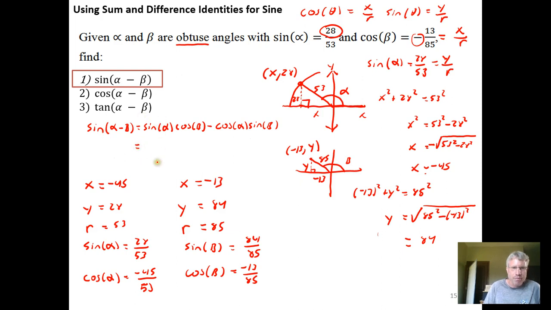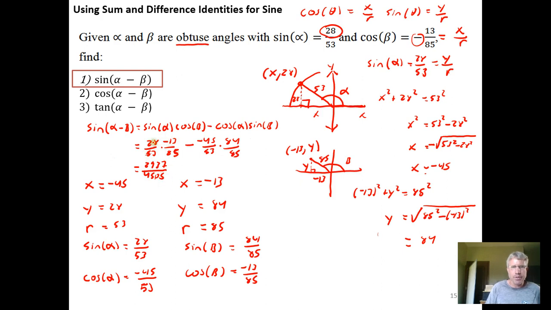So this is going to equal sine of alpha, which is 28 over 53, times cosine of beta, which is negative 13 over 85, minus cosine of alpha, which is right here, negative 45 over 53, times sine of beta, which is right here, 84 over 85. And if we simplify this whole mess in a calculator and put it all over the common denominator, we're going to get 2937 over 4505. That's just the common denominator coming from taking this product.